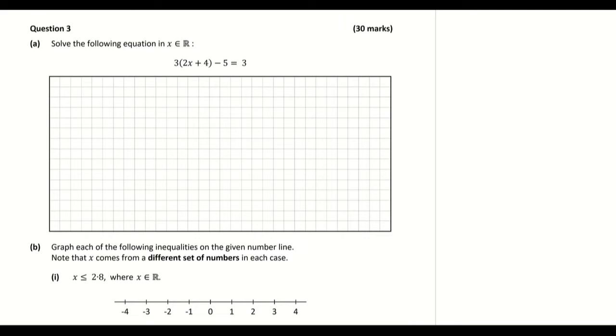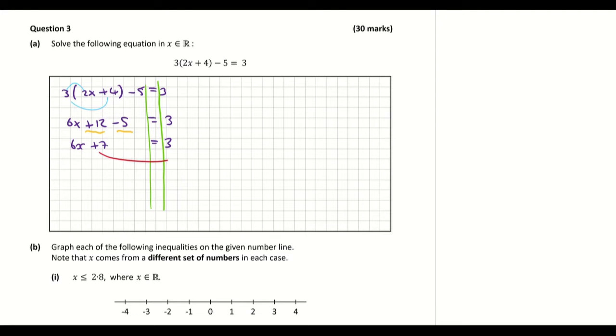Question 3 is algebra. Question 3a, solve the following equation in x, where x is an element of the real numbers. So writing this down, we have 3 bracket 2x plus 4, take 5 equals 3. I'm just going to keep my equal sign coming down the page so we don't stray too far from here. So multiplying 3 by 2x is 6x, 3 4s are 12, and minus 5 equals 3. Don't multiply the 3 by the 5 because it's not in a bracket. Grouping like terms, 12 take away 5 is going to get me 7. So I have 6x plus 7 equals 3.